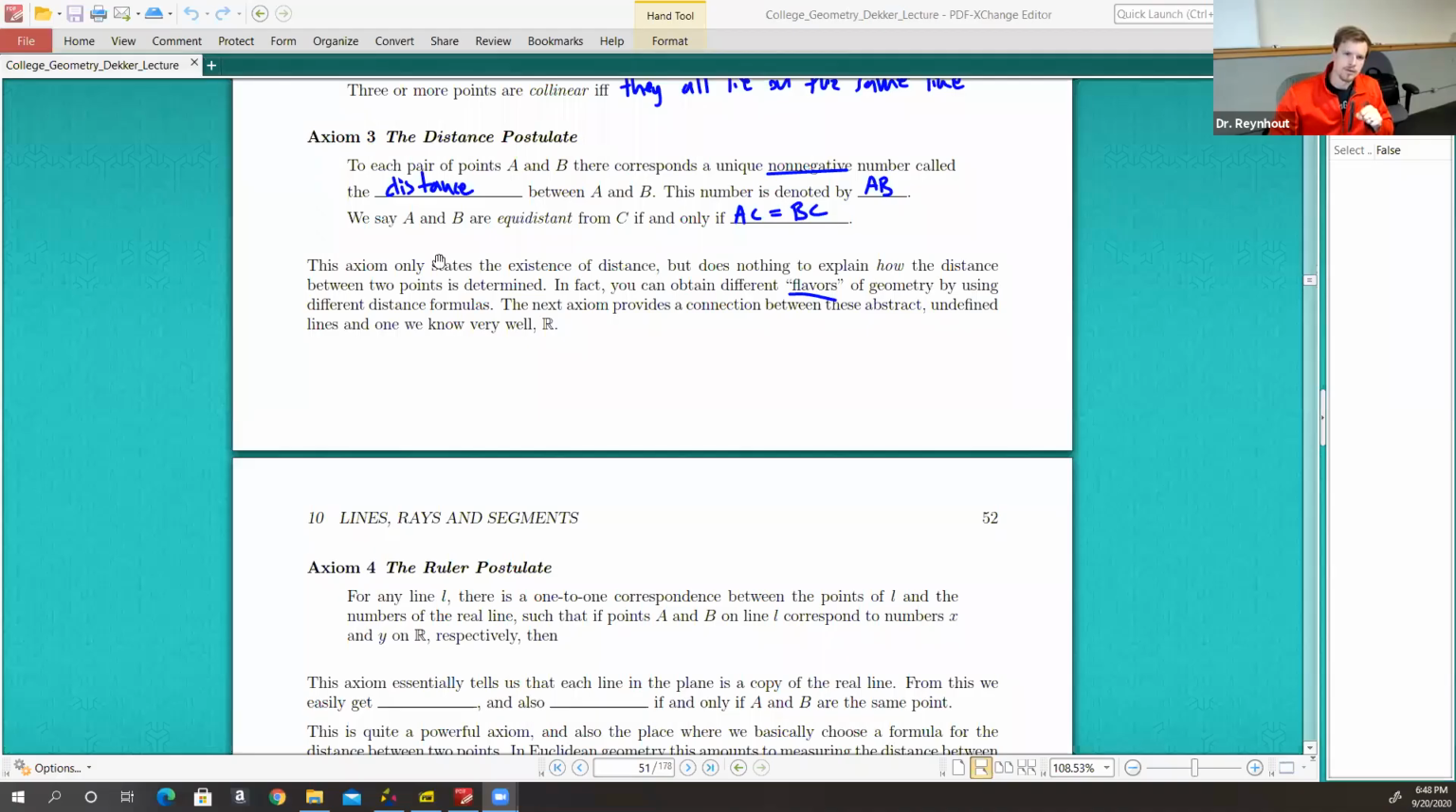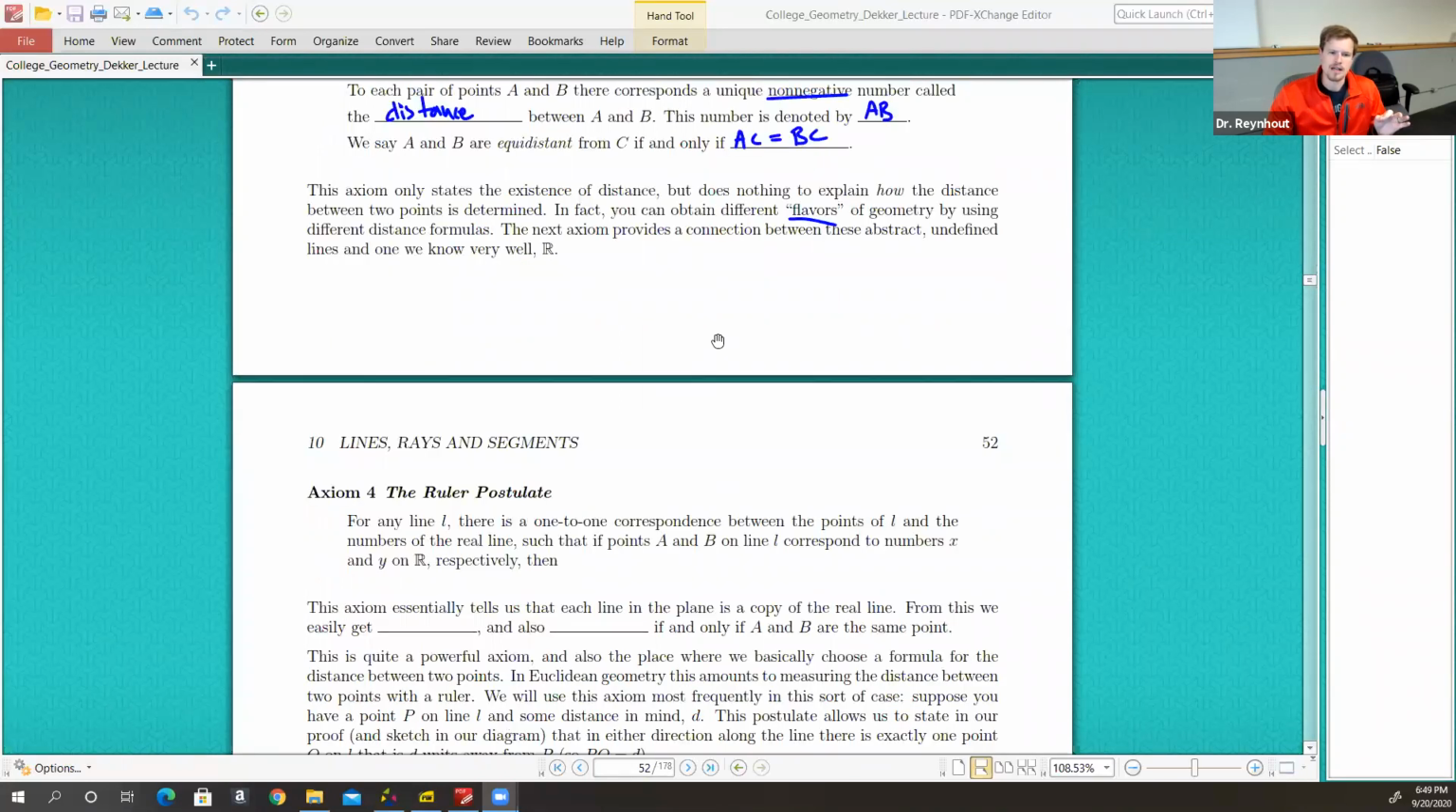In our last video, we finished with a distance postulate, which said that for every pair of points, there is a non-negative number that can be assigned to the pair, which is called the distance between the points. And we want to talk a little bit more about that. There was a comment that depending on how you define distance, you end up with different flavors of geometry.